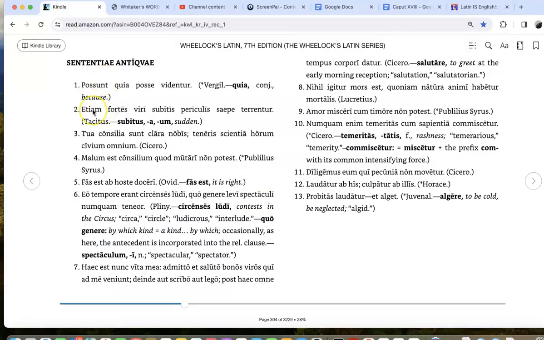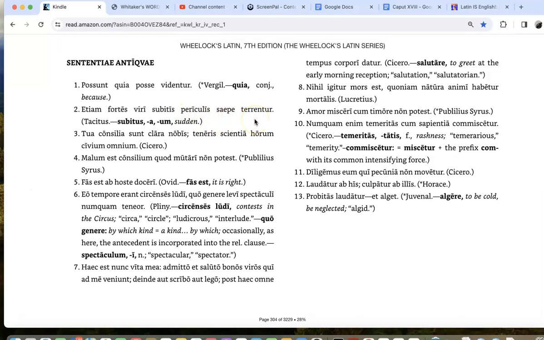All right, moving on to number two: Etiam fortes viri subitis periculis saepe terrentur. What does that mean? You tell me. Etiam, also. Fortes, brave. Viri, men. Subitis, sudden. Periculis, dangers. Saepe, often. Terrentur, are being terrified. But then we have to put it in coherent English, or at least comprehensible English. Tacitus, Roman historian of the imperial period.